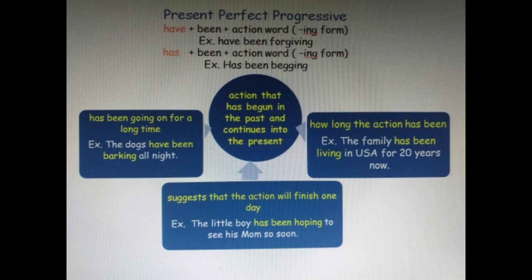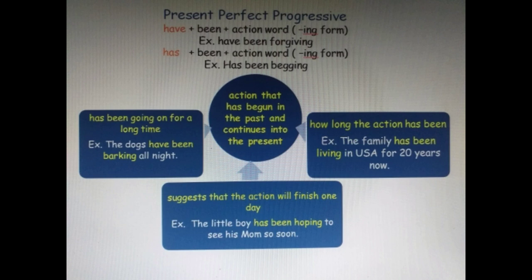In the present perfect progressive tense, we have this pattern: have plus been plus action word in the ing form. For example, have been forgiving. Another one: has plus been plus action word in the ing form. Example, has been begging. The present perfect progressive tense of a verb is an action that has begun in the past and continues into the present.